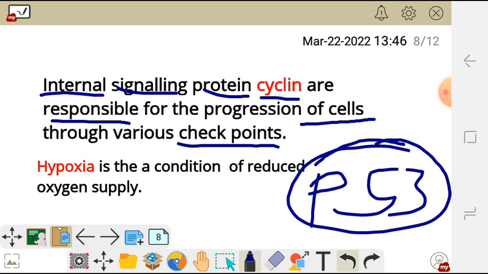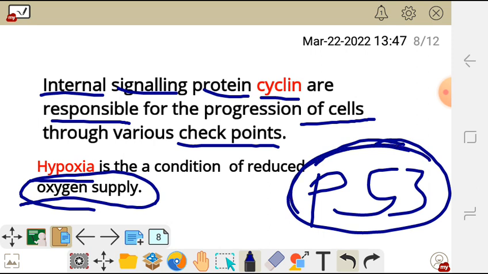Why is this p53 important, and what is its function? But before we look at that, let's also know what this term means. This term hypoxia is simply the condition of reduced oxygen supply. Okay, so let's look at what this p53 does.